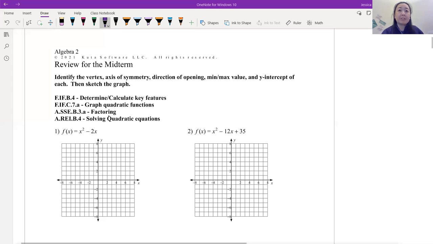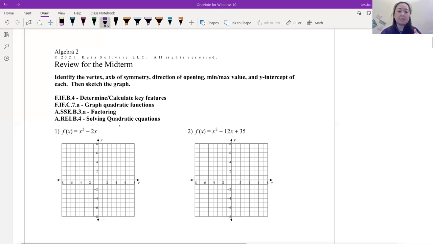Factoring. This is specifically to factoring. So if you don't factor and you use a quadratic formula instead, I won't be using that standard, because that's for the basic AREIB4, which is solving quadratic equations. Can you do that in general, whether it is by factoring or solving quadratics, usually by taking the square root or quadratic formula?